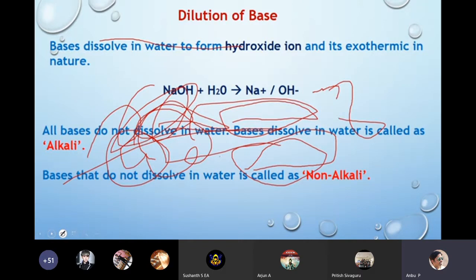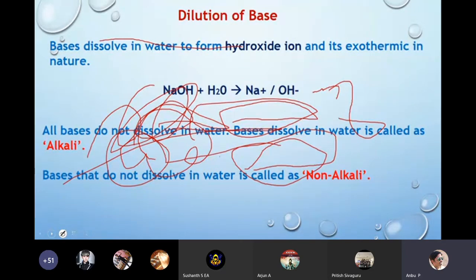All bases do not dissolve in water. A base that dissolves in water is called an alkali, and a base that does not dissolve in water is called a non-alkali. Here is the equation: sodium hydroxide (NaOH). The general name of sodium hydroxide is caustic soda. So NaOH plus H2O gives Na+ and OH-.